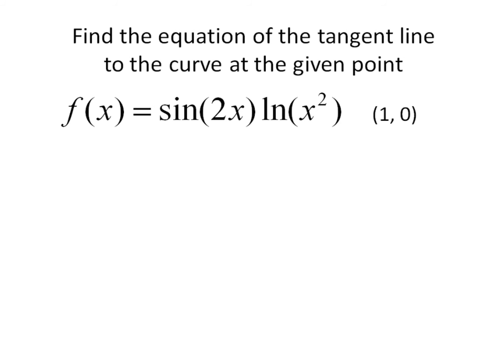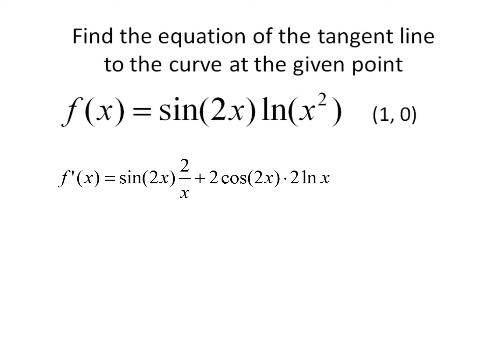Okay, so to find the equation of the tangent line, now we're doing some calculus. In order to find the equation of that tangent line, we have to find the derivative of this function. So to find this derivative, the first thing I want to do is start by rewriting the natural log of x squared as 2 natural log of x. So rewriting that, I can then use the product rule to find the derivative. So I kept sine 2x the same, and I took the derivative of 2 natural log of x, which was 2 over x. Then I kept 2 natural log of x the same and took the derivative of sine 2x, which was 2 cosine 2x.